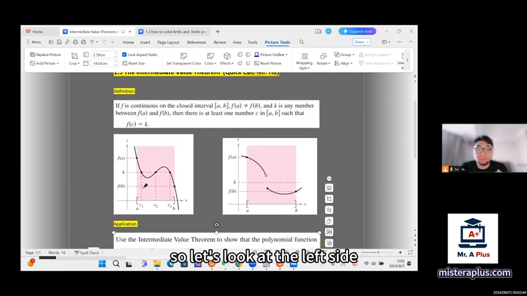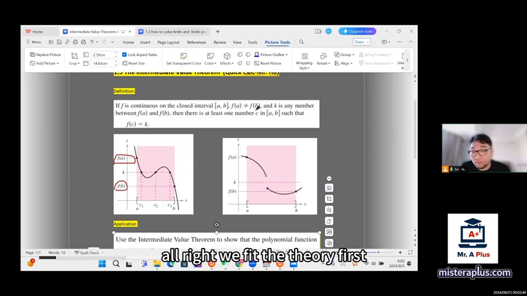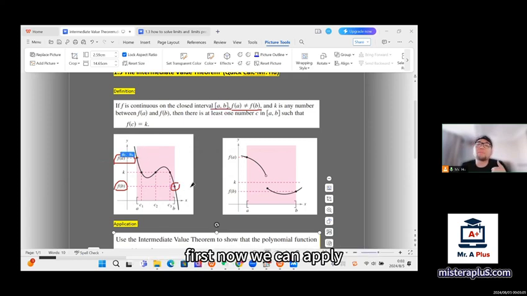So let's look at the left side. There's a function, the f(a) value on the top, the f(b) value on the bottom. Alright, we fit the theorem. First, it's continuous, right? There's no breaking point on the left. And the two values are not equal. Alright, and it's a closed interval. So we check these three parts. Now we can apply it.